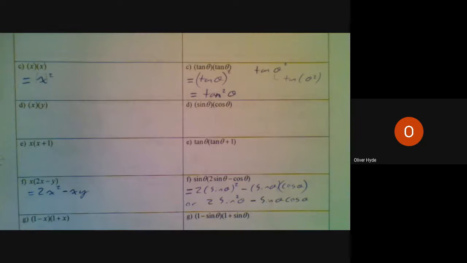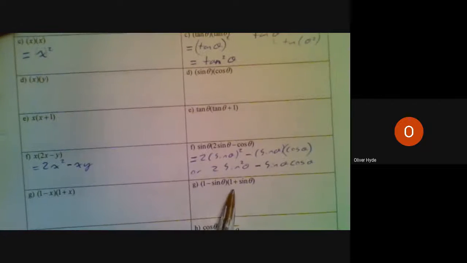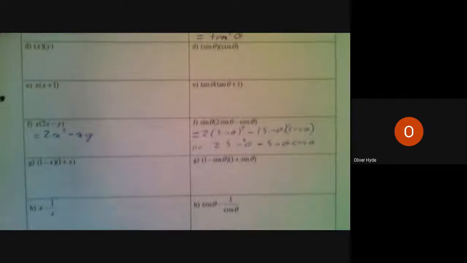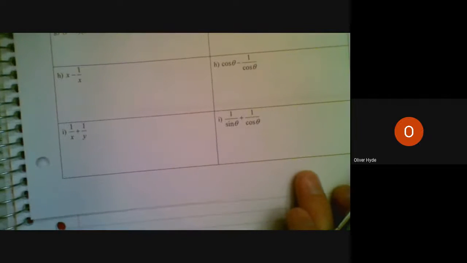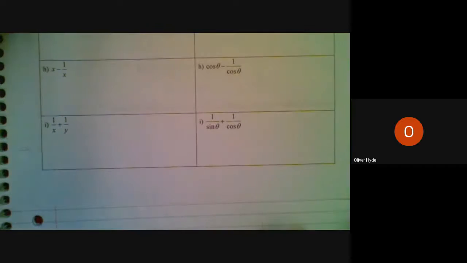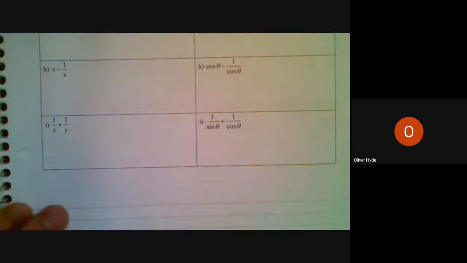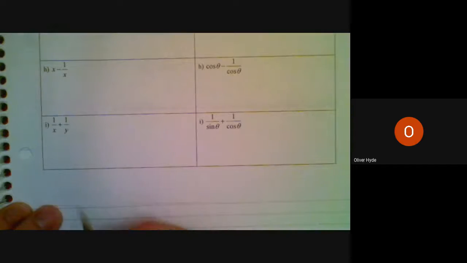Let's try some fractions. G is a conjugate, so you should recognize that situation. Why don't we finish up with I? You could always watch this and then try these on your own as well, but you should get plenty of other practice in here. To simplify these expressions, I will require a common denominator.